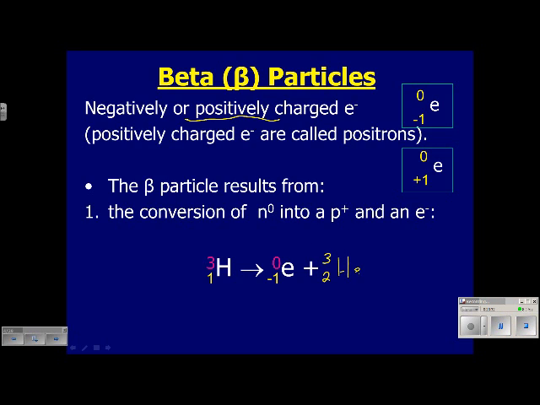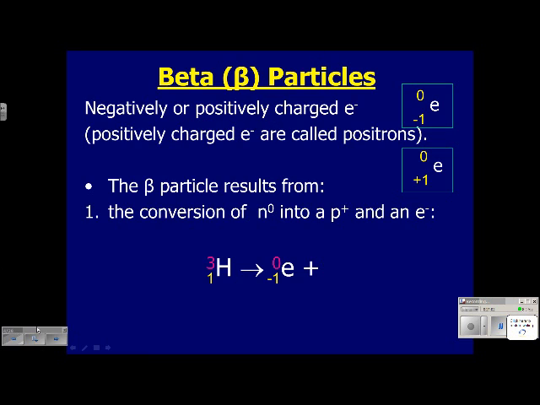Okay, so let's think about what happened here. In this case, what happened? The neutron spit out a little negative chunk and turned into a proton. There's that little negative chunk. So that is a beta emission, okay? Let's take a look at one that produces this positively charged electron.